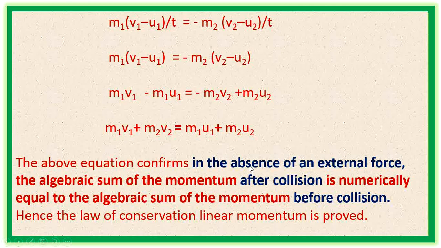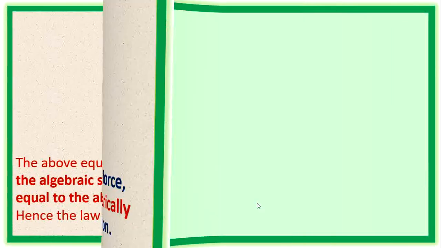It is very important in conservation of linear momentum. If there is no external force applied on a body, the algebraic sum of the momentum after collision is equal to before collision. Hence, the law of conservation of linear momentum is proved.